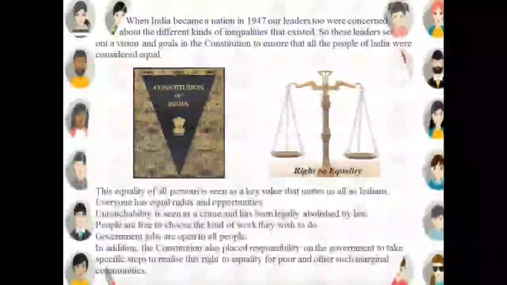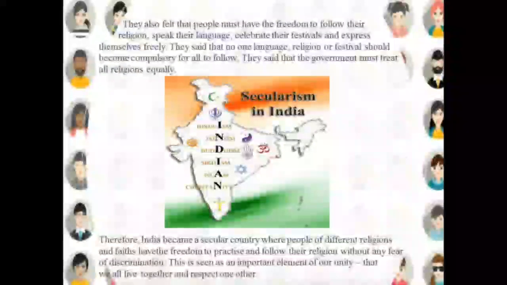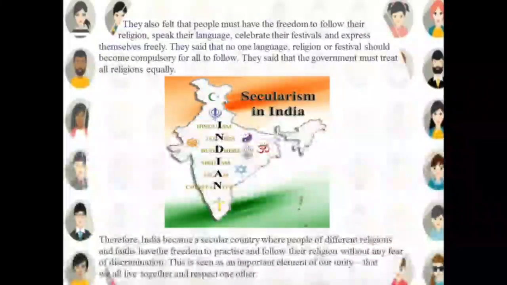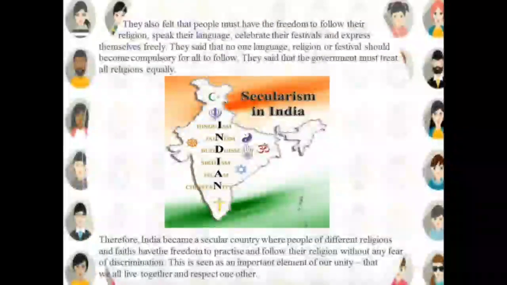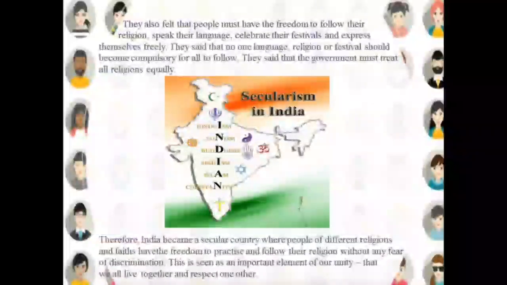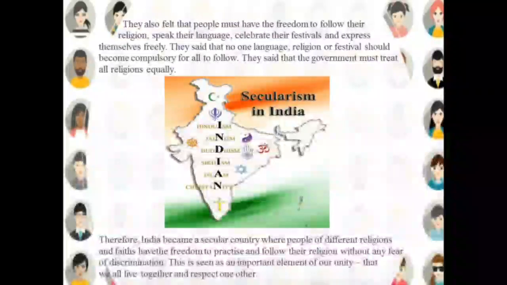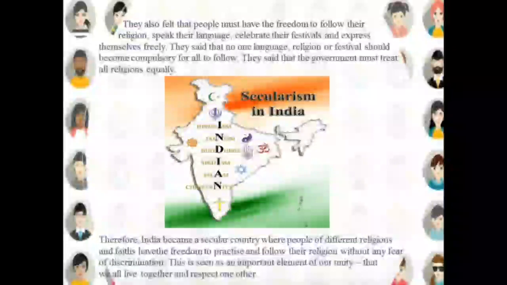So students, that was a quick explanation. Let us move further and understand that they also felt that people must have the freedom to follow their religion, speak their language, celebrate their festivals, and express themselves freely. They said that no one language or religion or festival should be seen as compulsory for all to follow. They said that the government must treat all religions equally. Therefore, India became a secular country where people of different religions and faiths have the freedom to practice and follow their religion without any fear of discrimination. This is seen as an important element for our unity, that we all live together and respect one another.